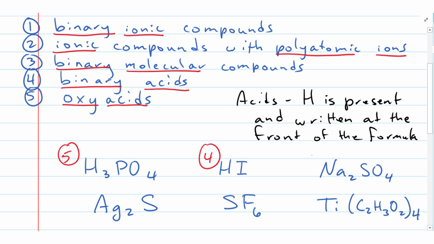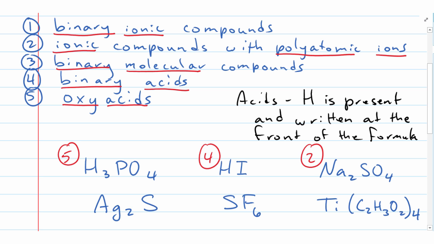Na2SO4 is, is it a 3? It's not a 3. It's a 2. Why can't it be a 3? There's more than 2 elements. If it's number 3, it's going to be binary. Also, if it's molecular, it only would have non-metals in there.